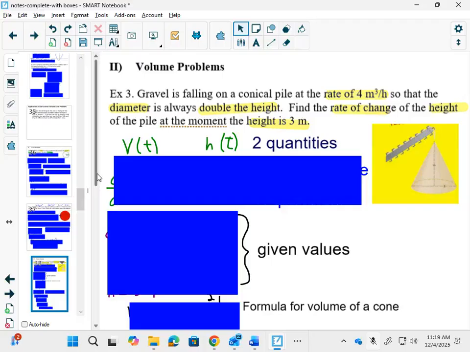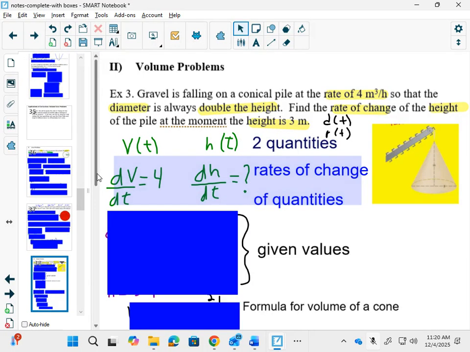We have volume is a function of time, height is a function of time. Technically, diameter is a function of time, radius is a function of time. We have a lot of different variables that are related here. We're going to want to try to create an equation that just has volume and height, because we know that the dV/dt is 4, and we want to find the dH/dt.